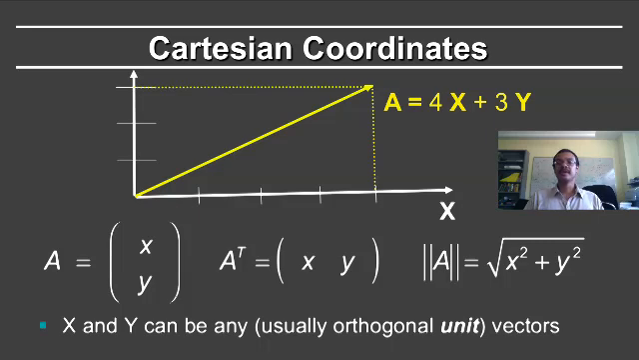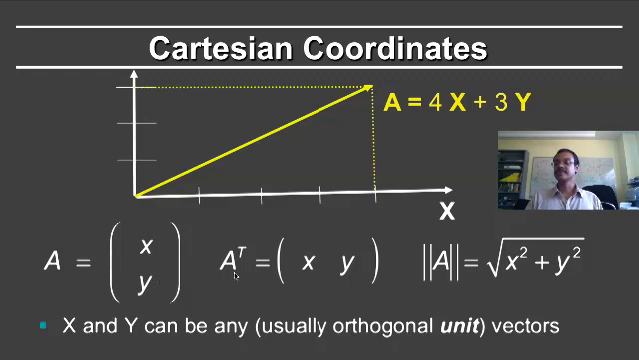The vector I've shown here can be moved to the origin of the Cartesian coordinate system. And you can see in this case it has 4 units along the x-axis and 3 units along the y-axis. So the vector can be written as 4 times the unit x vector plus 3 times the unit y vector. X and y in this case are the coordinates of the axis, but in general they can be any orthogonal unit vector. So I write the vector A as the components x and y.